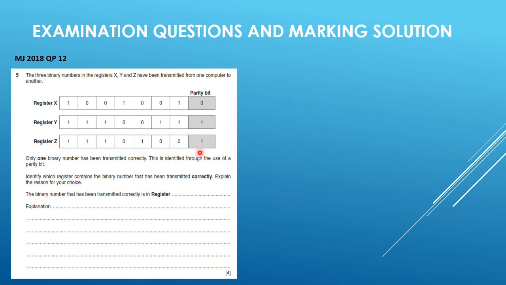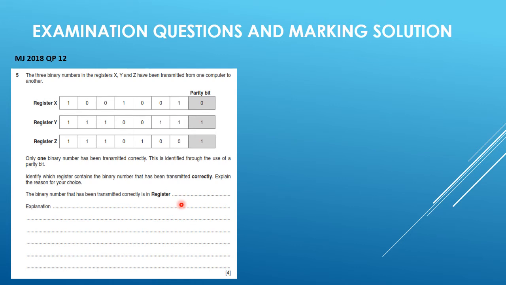So we have understood that there is something wrong with register X data and something wrong with register Z data, but register Y is correctly transmitting the binary value. So the binary number that has been transmitted correctly is in register Y. So Y is the answer.